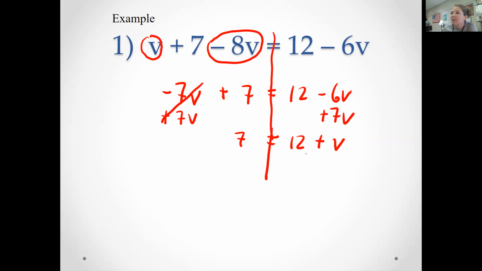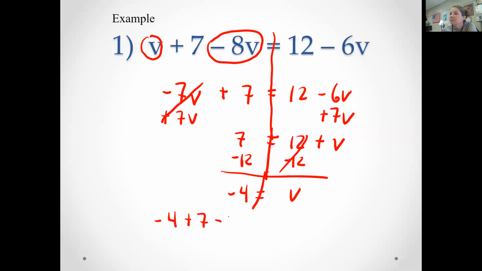So now how do I get rid of this positive term right here? Positive term, I got to get it to 0. So that means I would subtract 12 from both sides. That's gone. So v is equal to negative 4. I'm going to plug in negative 4 to check. Ooh, don't forget those. When it's negative numbers, make sure you get those parentheses. All right, so negative 8 times negative 4 is positive 32.